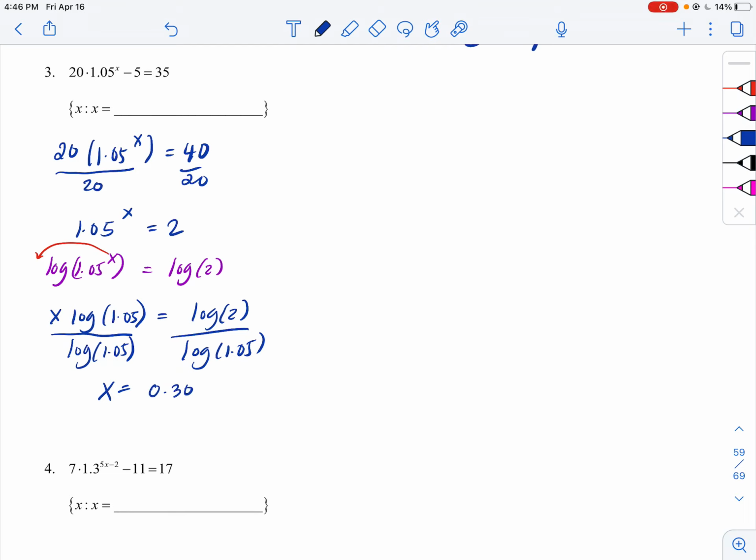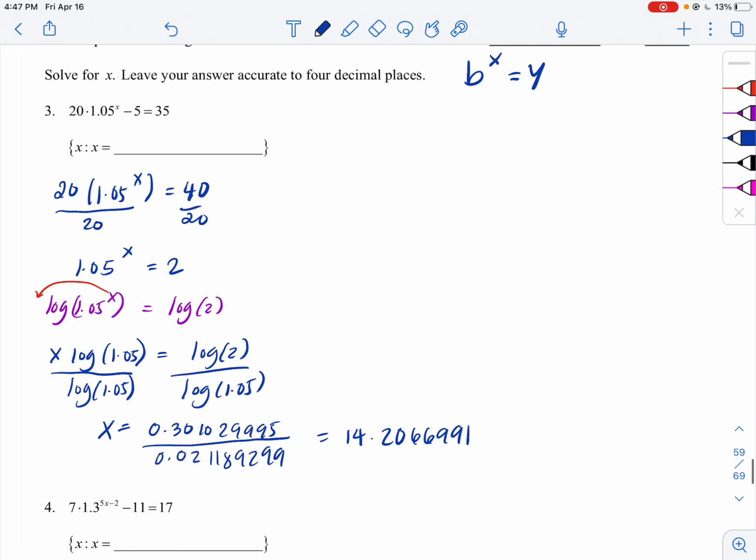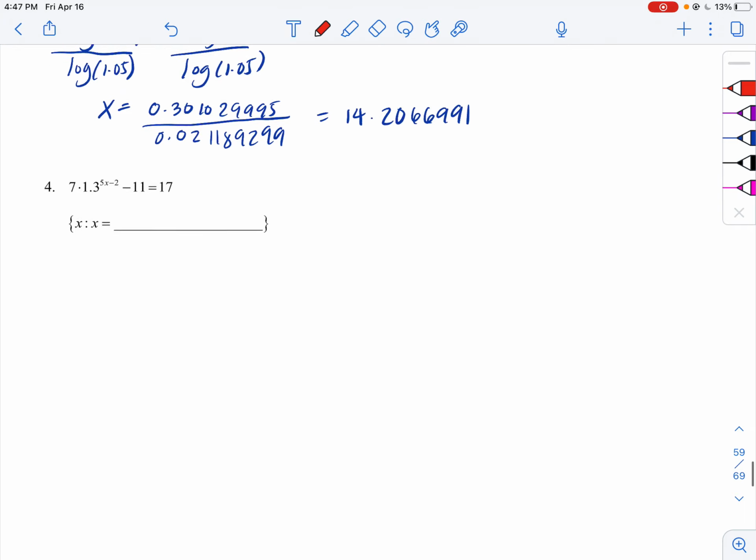Hopefully you'll get a lot of numbers. Over 0.021189299. Okay, and this is equal to 14.2066991. Okay, rounded to 4 decimal places, 14.2067. Okay, there you go. Next.